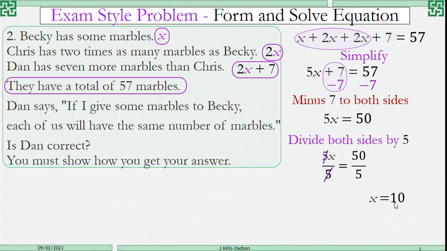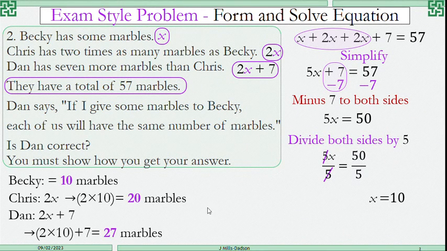Now, having known x to be 10, let's work out the marbles that each has at the moment. We know Becky is x, which is 10. So Chris is 2x, that is 2 lots of x. 2 times 10 is 20. Dan is 2x plus 7. 2 times 10, then plus 7 is 27 marbles.